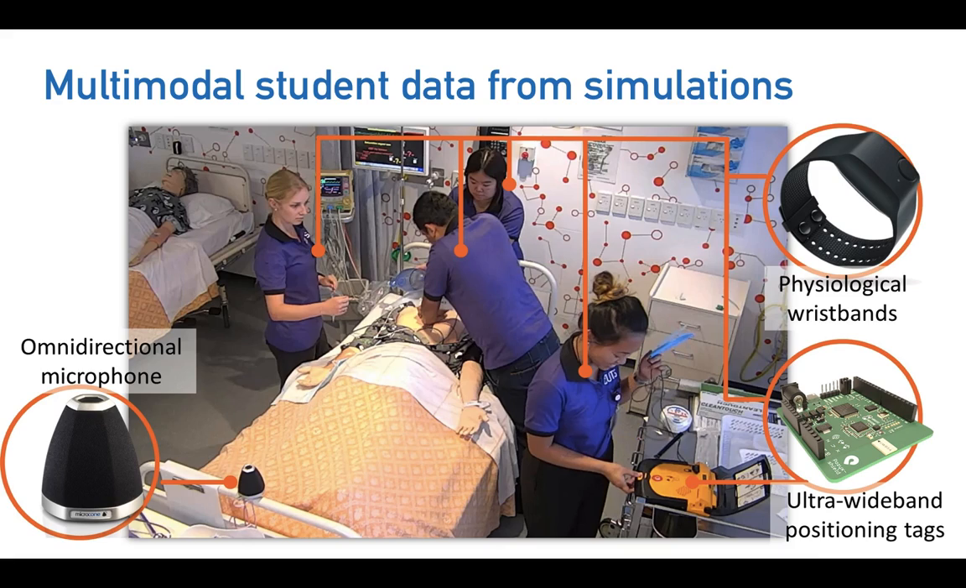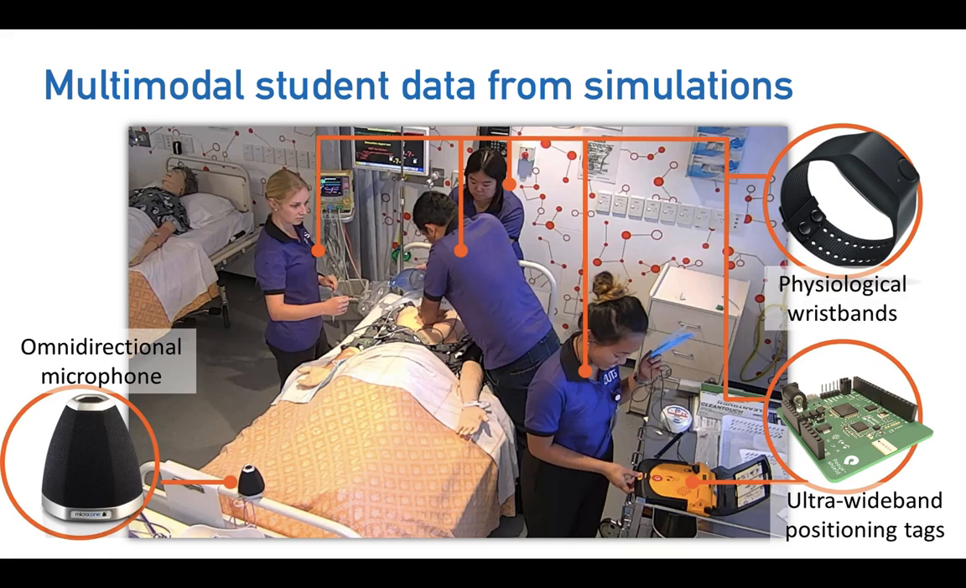The students are wearing wristbands. We can slap little stickers on equipment so we know when they pick up a piece of equipment and what orientation it was at. There's an omnidirectional mic at the foot of the bed there. Why would we want to do that? Because when we talk to the teachers and the students, they're not getting good enough feedback. There's one tutor walking around trying to watch about six teams, all working in parallel. There's a limit to how much quality feedback you could give each team.